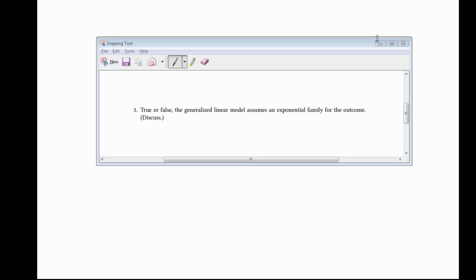This is question 3 of the Regression Models book, chapter on generalized linear models. The question asks true or false: a generalized linear model assumes an exponential family for the outcome. Of course, you can just read the chapter and see that this is true. However, the question asks us to discuss, and that's what I'd like to talk about in this video.